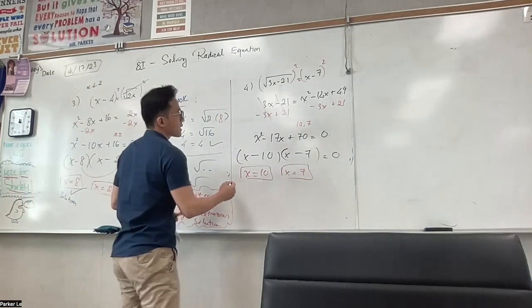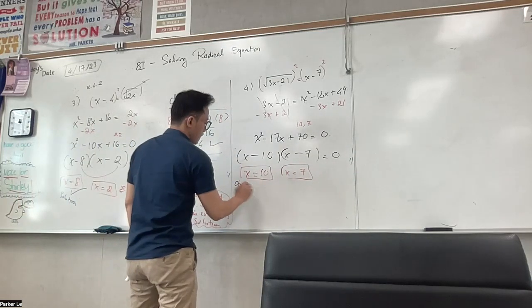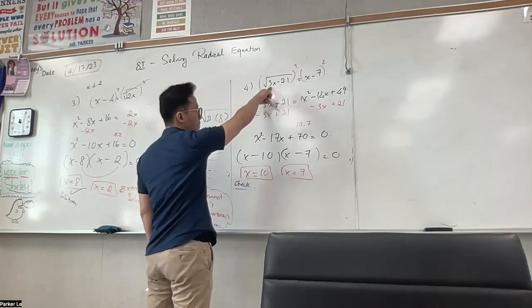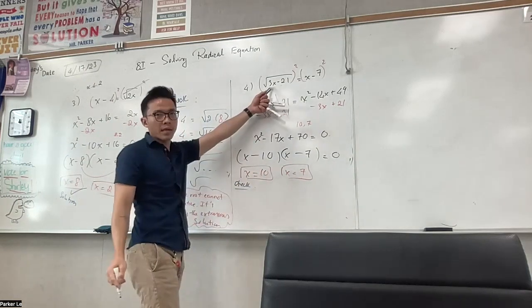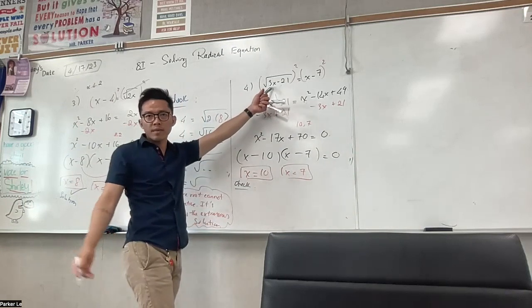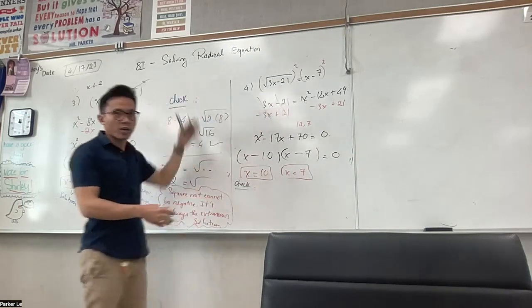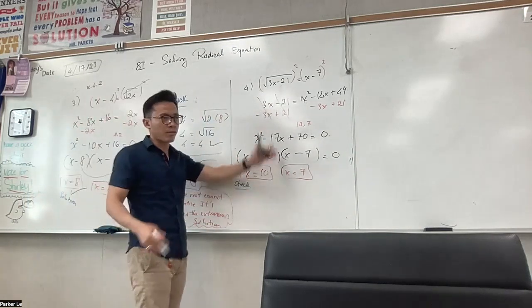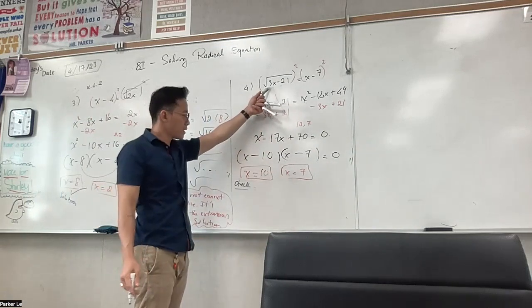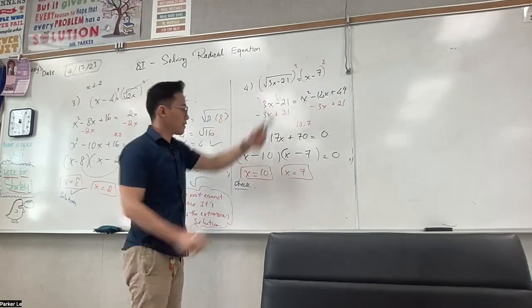Right, so you need to check. Maybe we can just plug it in, do some mental math. So I'm gonna skip that step and just plug it in right away. So 10 times 3 is 30.